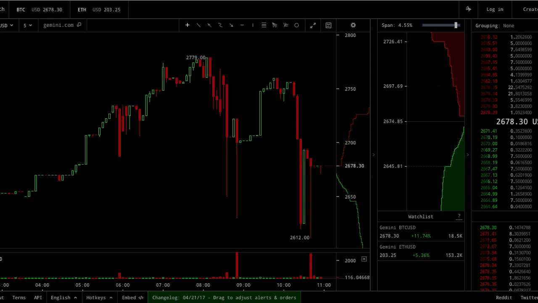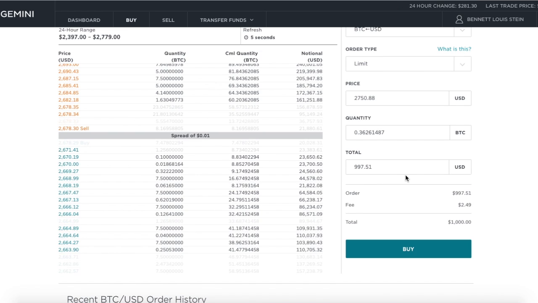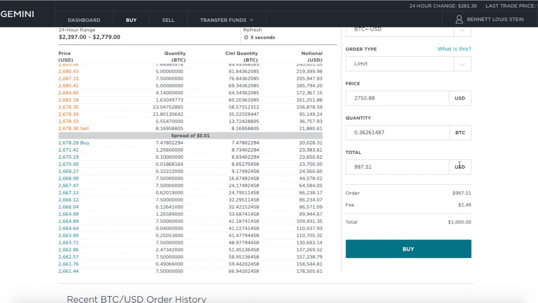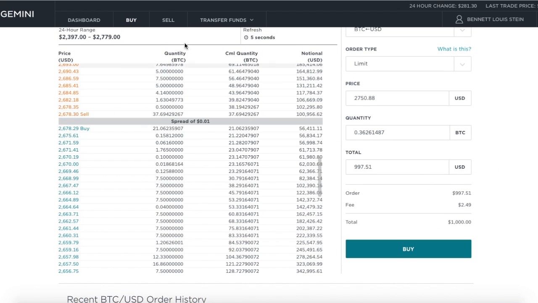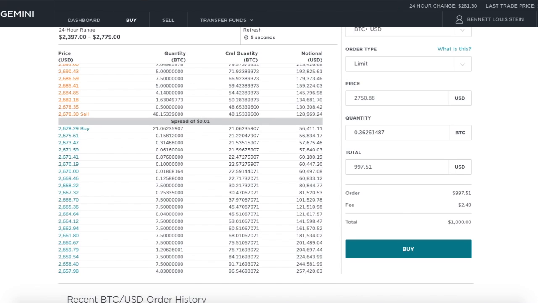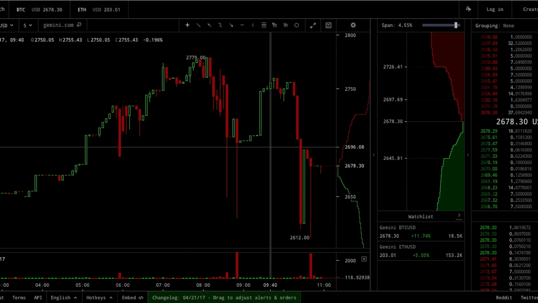My $1,000 is right over on Gemini, which is my brokerage that I use. And I only use Gemini just for orders. I use Cryptowatch for analysis. I would just use this to put in an order and to get out of an order, to get out of a position.